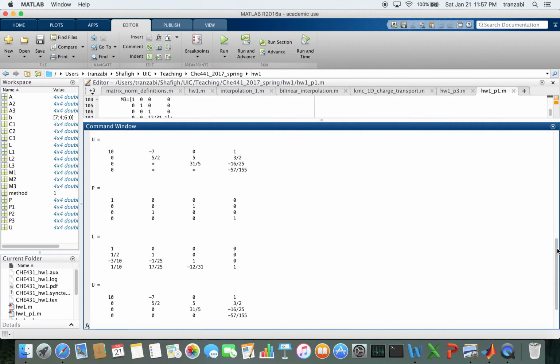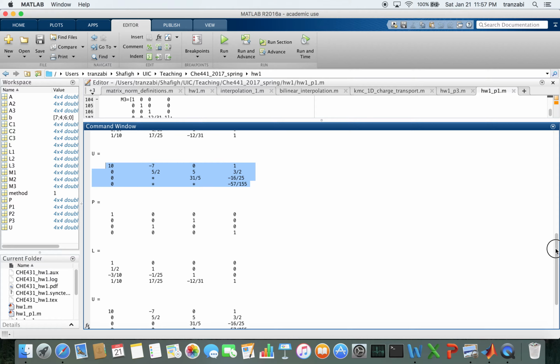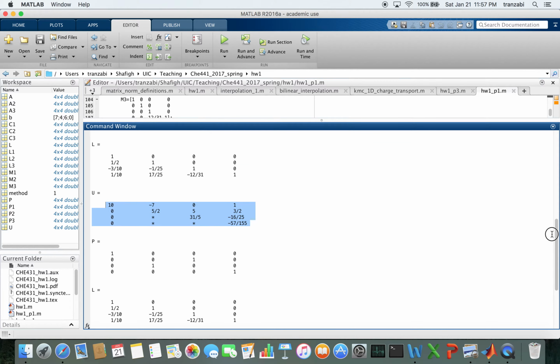Now, you can also compare upper triangular matrices. This is what MATLAB calculated, and this is what we got. If you compare, they are exactly the same. And these are stars. Actually, these are pretty much zeros because of round-off error. MATLAB cannot represent it as exactly 0. Now, let's move up and look at the lower triangular matrices. This is what MATLAB gives us, and this is what we calculated. If you compare them, you see that they are exactly the same.